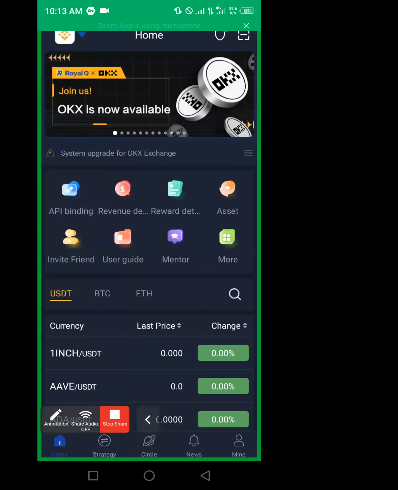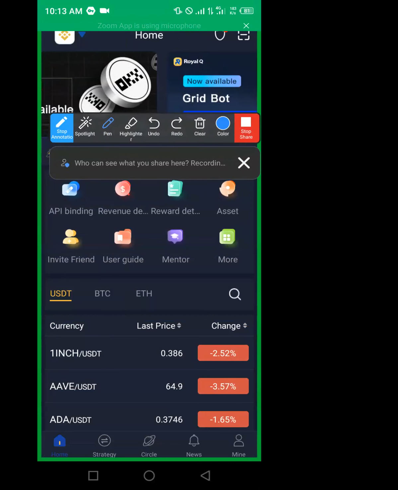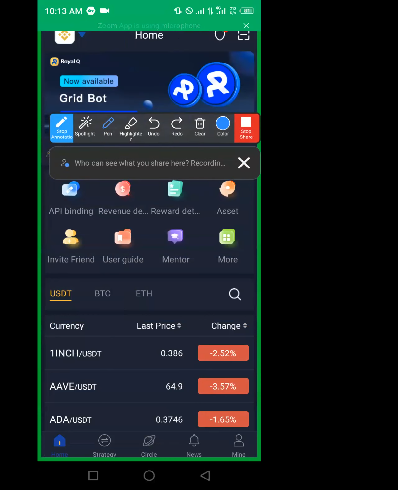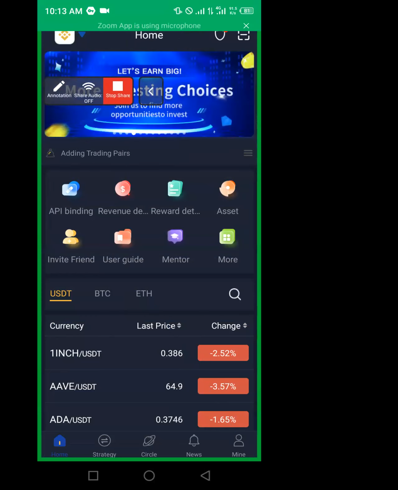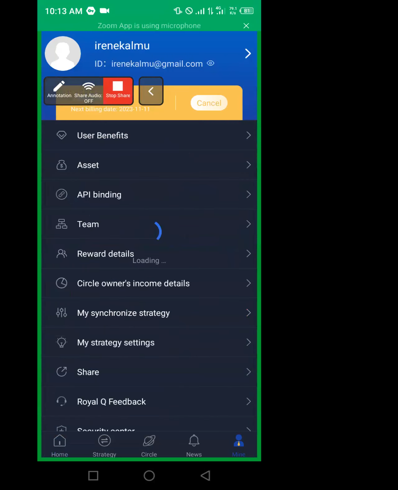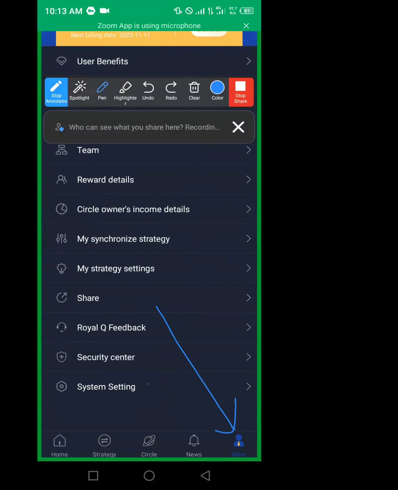There are people who do not know how to log out. I've even seen someone saying, I've never logged out of my Royal Queue. If you want to log out of your Royal Queue, you always come here at Mine. Click at Mine, then scroll down and come to System Setting. When you click on System Setting, what is going to happen there?